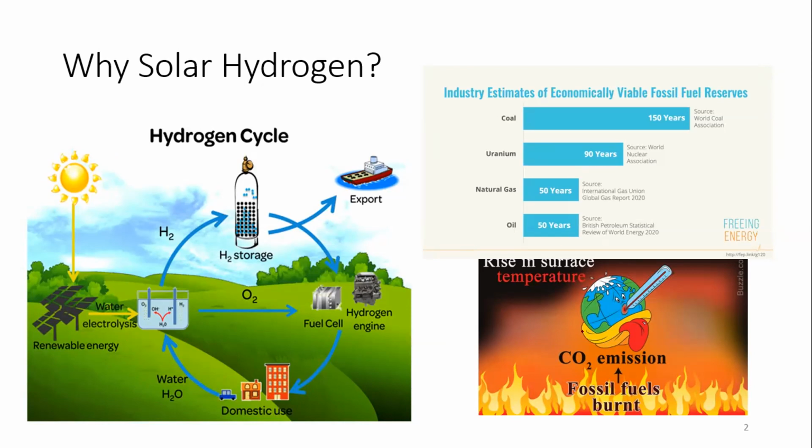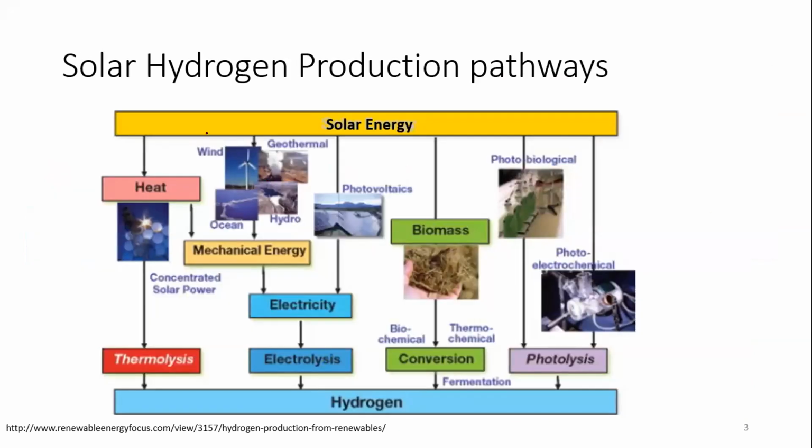But there are some challenges ahead. That's the reason that we are doing a lot of research work. There are different ways actually to produce hydrogen from solar energy. So even though there are different routes, here I'm going to focus on this one, photoelectrochemical solar energy to hydrogen.